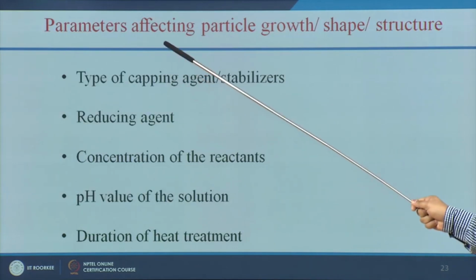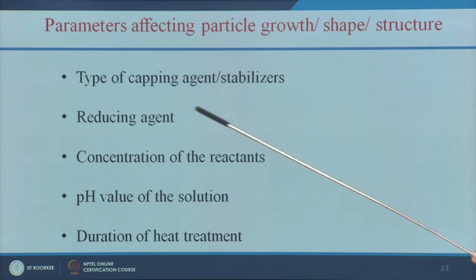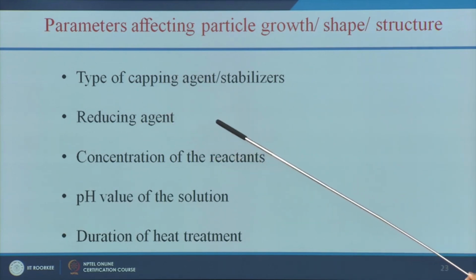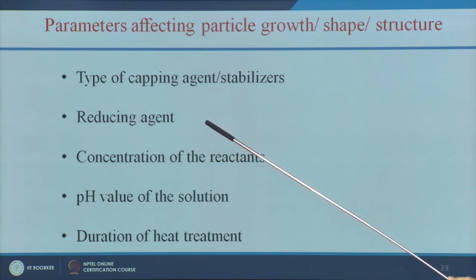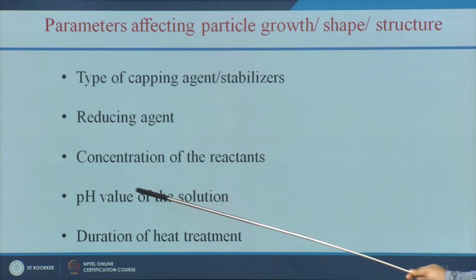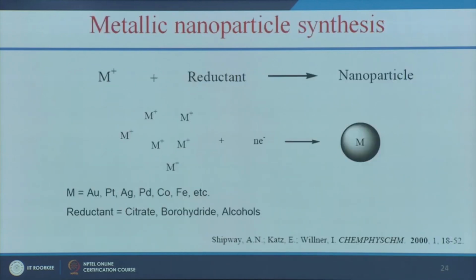These are the parameters that affect the particle growth, shape and structure. What kind of capping agent we are going to use, what the reducing agent is, whether you are going to use a strong or a weak reducing agent, what the concentration of reactants is, and the pH of the solution is also important, as is the duration of heat treatment. In some cases the heat treatment favors fast nucleation.